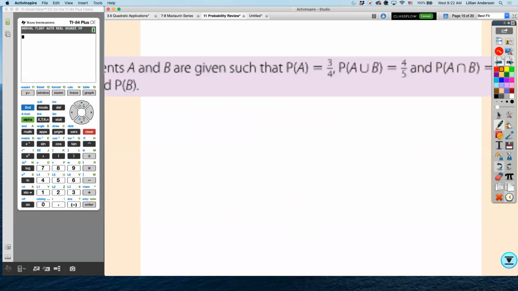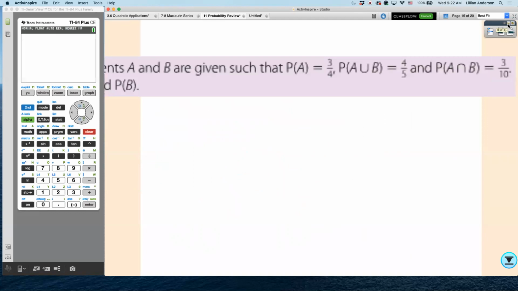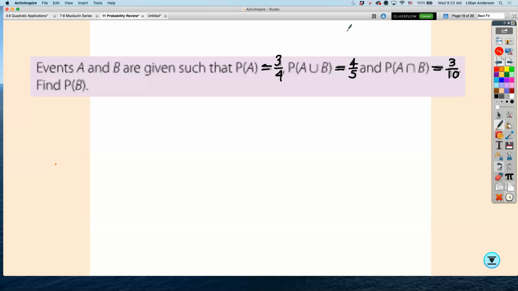Yes. Here we go. Who gets this one? You say y'all are below? Yeah. Online, this one's y'all. I did the addition rule and then just plugged it all in and solved for probability of B. Very good. Exactly. Use that addition rule.